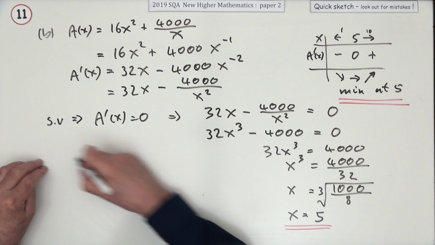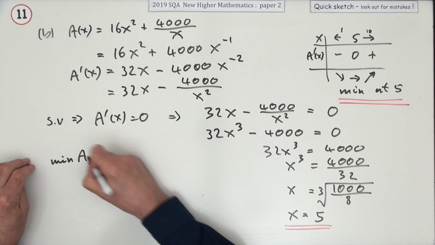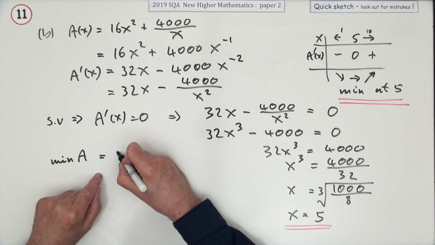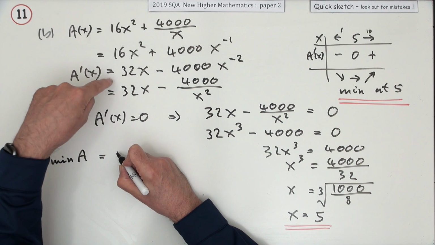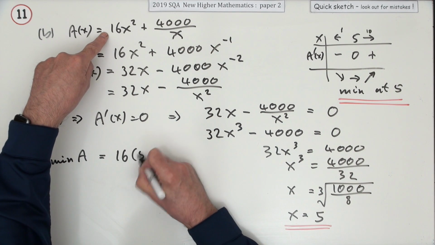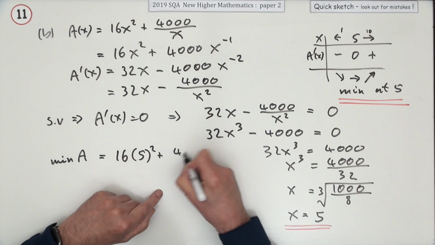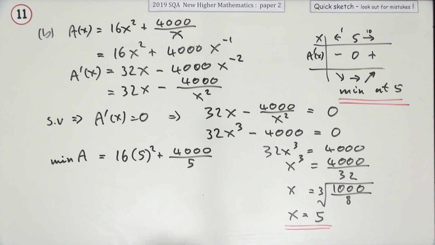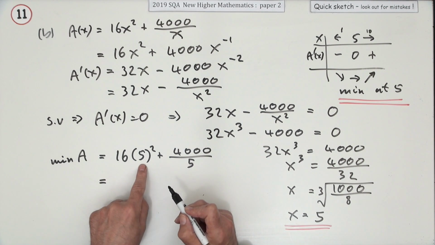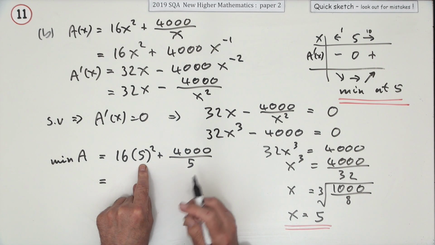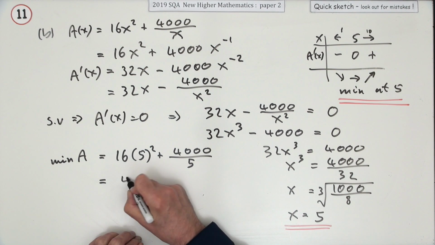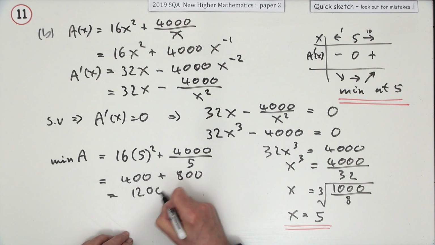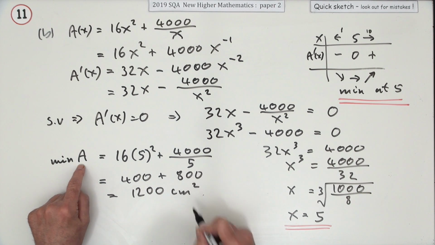Now you can just finish it off. So what is the minimum area? Minimum area will be when x is 5, so that will be, I have to go back to the original formula. Don't use that one. It'll be 16 times 5 squared plus 4000 divided by 5. Don't actually need to use a calculator because that's 25, and the 25 times table is easy. Every 4 of them make 100, so that must be 400, and that's obviously 800. So there's 1200. That must be centimetres squared.